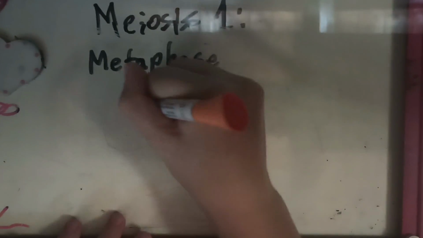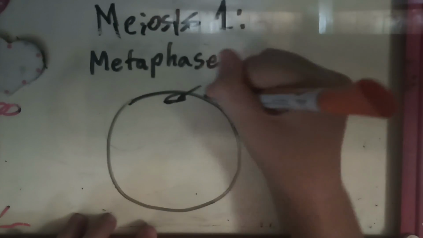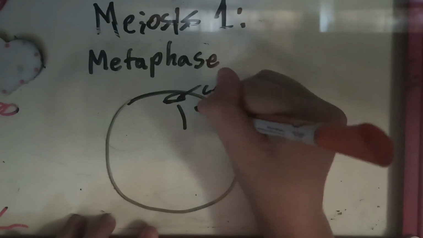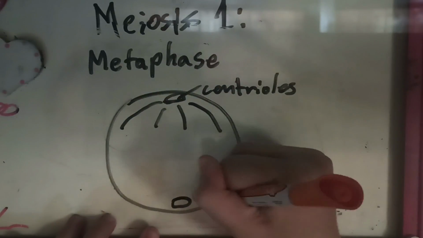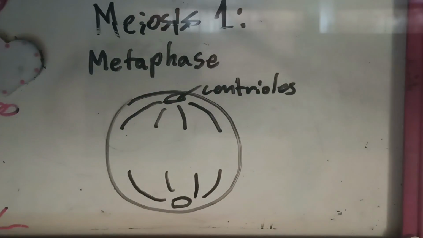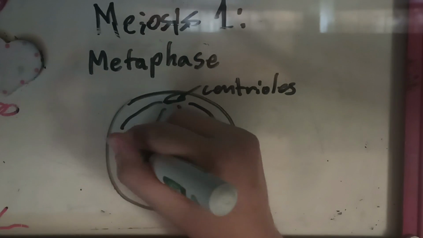After prophase comes metaphase. Metaphase has the homologous pairs of chromosomes line up in the middle of the cell. The homologous pairs of chromosomes are held in the middle of the cell by spindle fibers, which are created by the centrioles at each end of the cell.